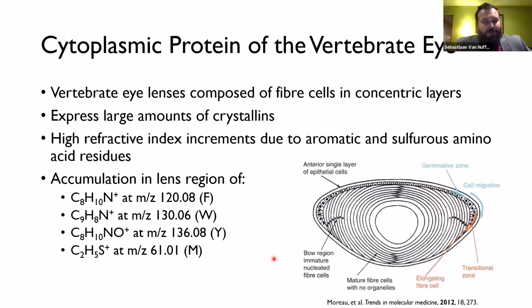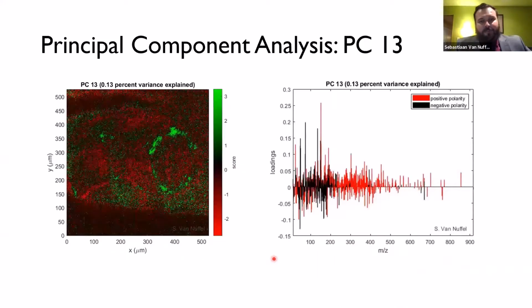So this all still makes sense. Then when we delve a little bit deeper into the data, we have our principal component number 13. And now we're starting to see something that we've been looking for. We've been looking for markers for the retinal pigment epithelium. And this co-localizes with retinal pigment epithelium.